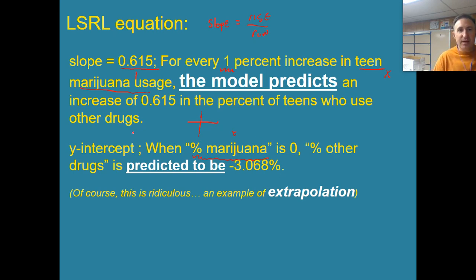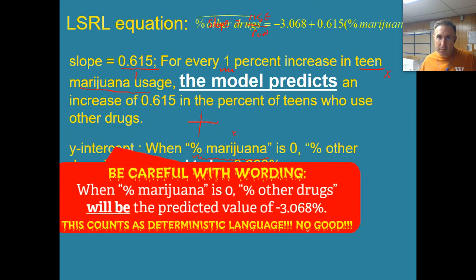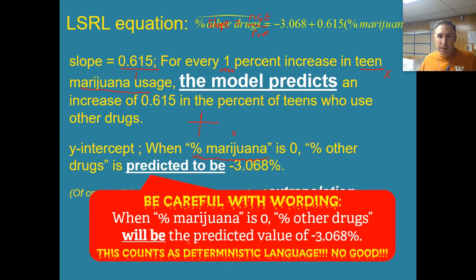So when you're thinking about these sentences, interpret the slope. Okay. Make it rise over run. Interpret the intercept. Okay. Make x equals 0. Careful with wording. When percent marijuana is 0, percent other drugs will be the predicted value. You got to be careful about "will be." We're predicting it to be close to a value, but we don't know that it's going to be that value because the points don't line exactly on the line.